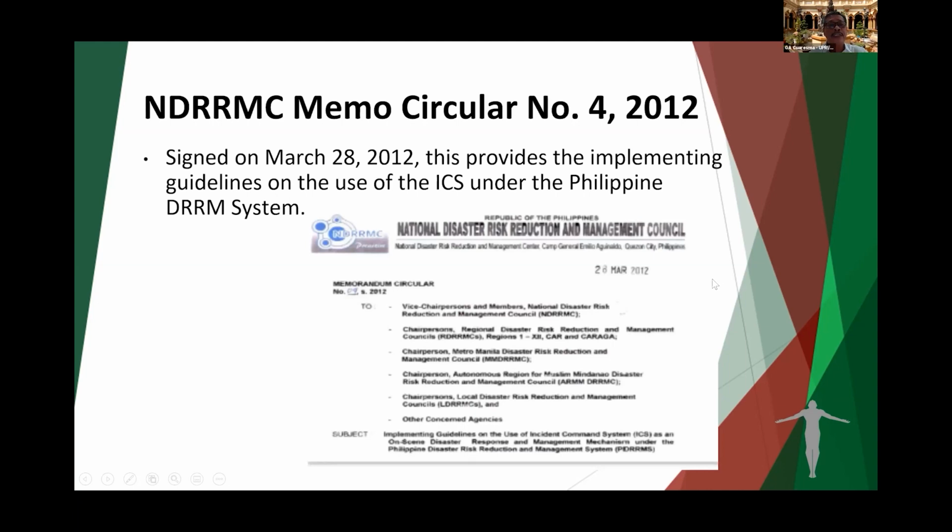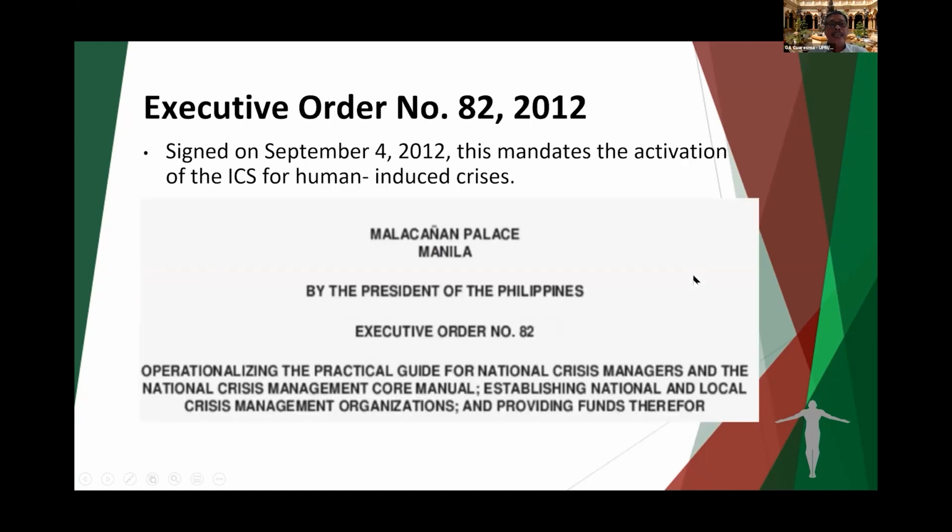NDRRMC Memo Circular Number 4, Series of 2010, which was signed on March 28, 2012, provides the implementing guidelines for the use of ICS. EO number 82, Series of 2012, which was signed on September 4, 2012, mandates the activation of the ICS in all human-induced crises. And I forgot to mention that this EO also mandates that this will be used not only by the DRRMCs, but by all agencies of the government, including state universities and colleges.